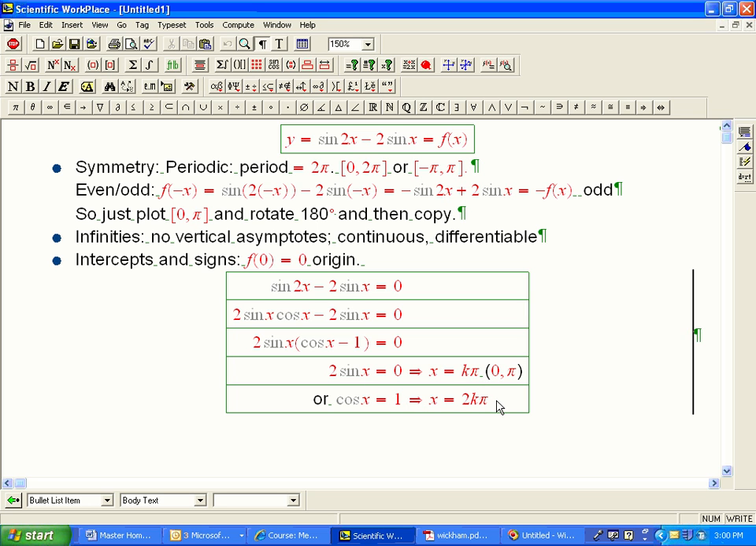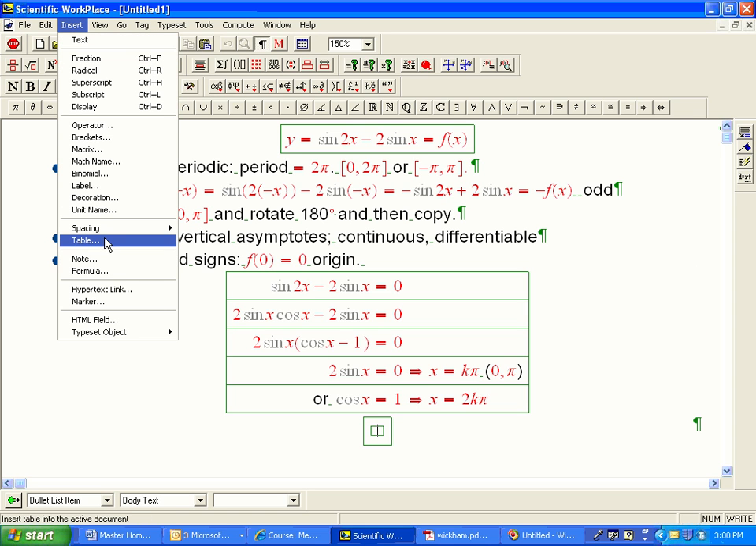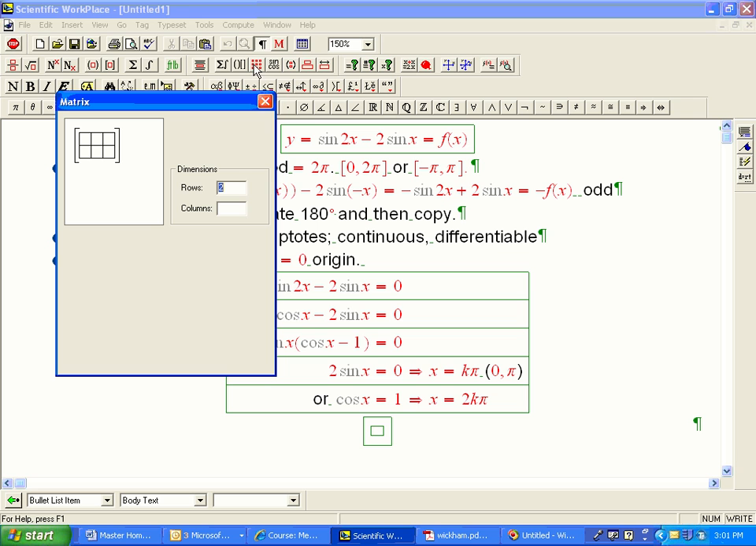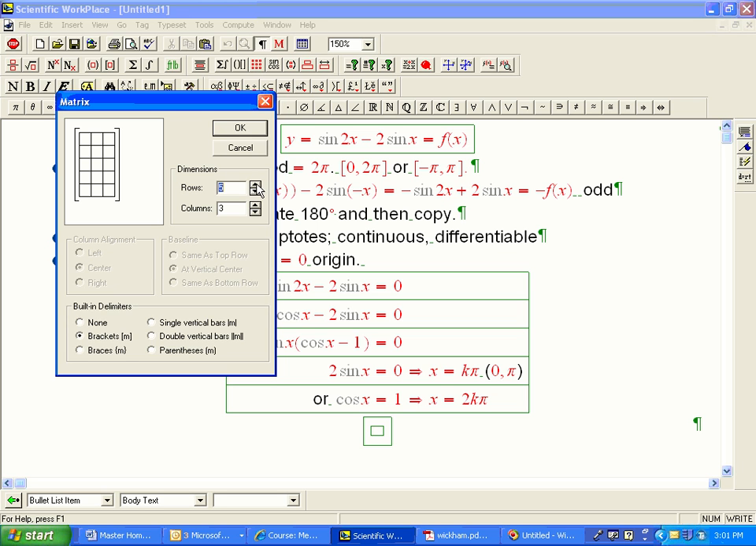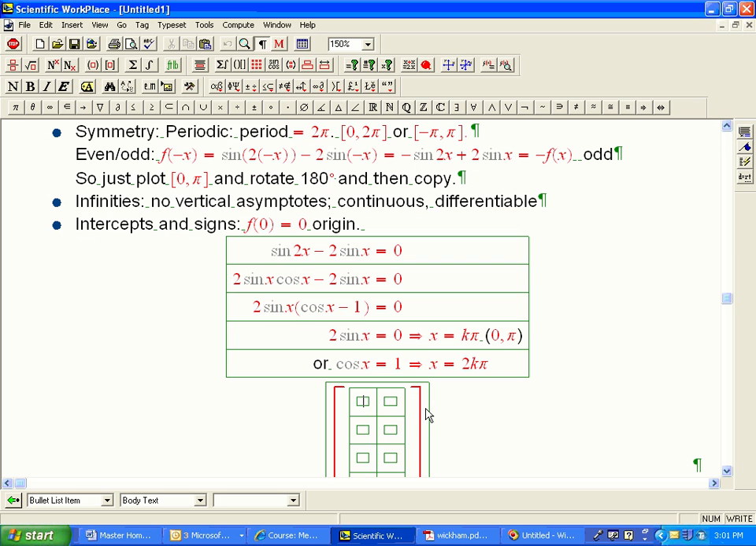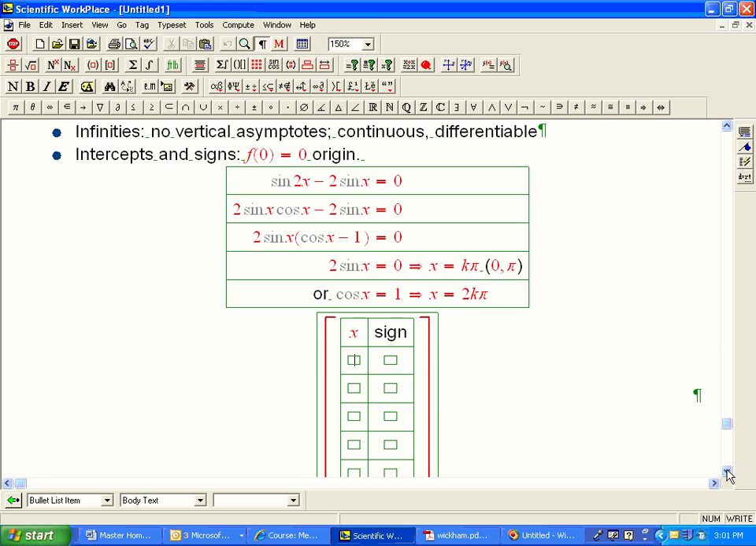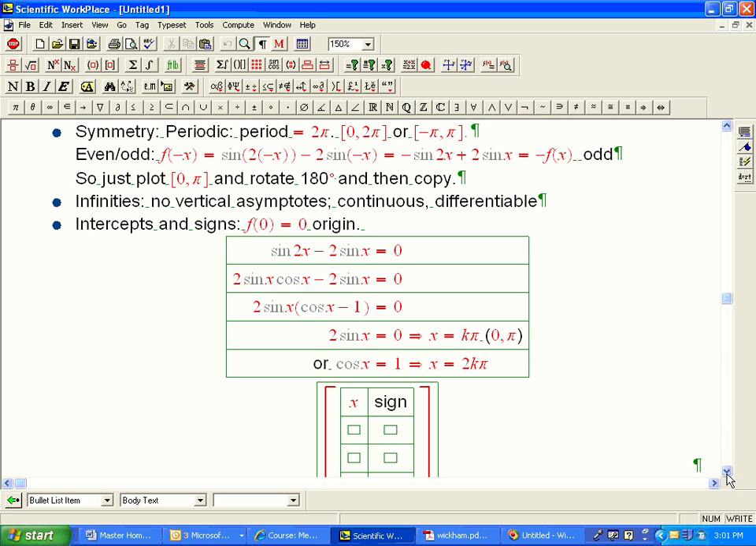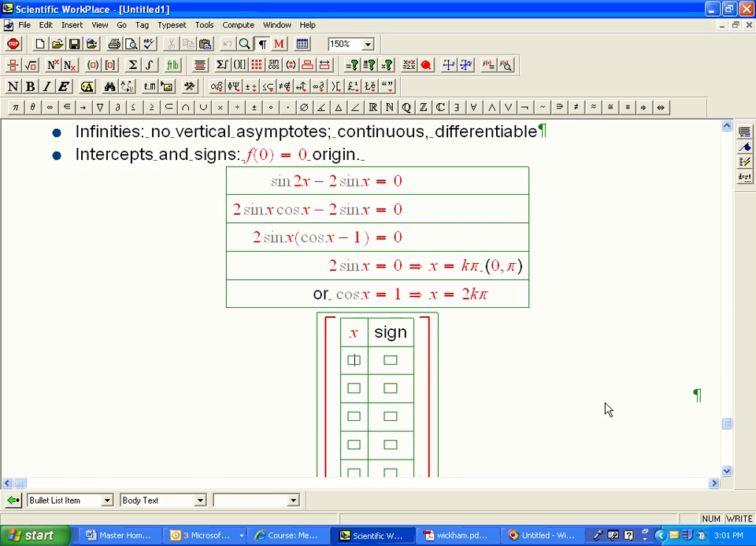So let's look at a sign chart here. Let's put in just a little table, actually, let's make it a little matrix. That'll be easier. I'll just put in x and then sine. So we're making a sign chart. This is just for f, not for the derivative. And I'm only going to do it from 0 to pi. It's going to be very simple. It's so simple I hardly need a table.